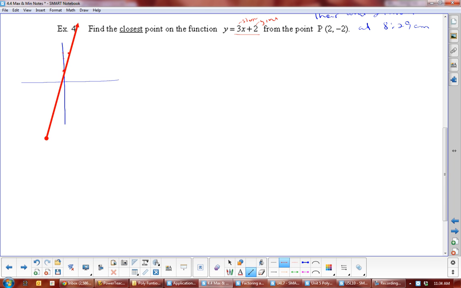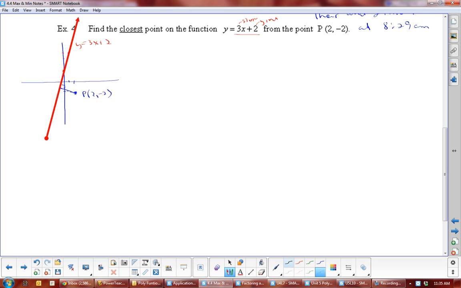Let's say this is our line here. So that is y equals 3x plus 2. And we want to know what's the closest point from this line to 2, negative 2, right there. And you would know that that's a 90.